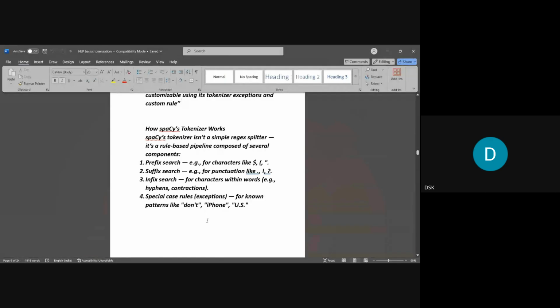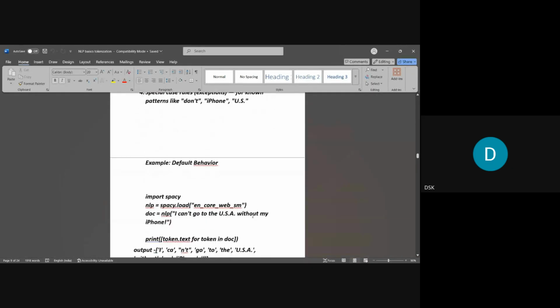And the rules are, as you can see, that the first one is prefix search, that is for characters like dollar, comma. The second one is suffix search, that is for punctuation, exclamation, question marks, etc. Third is infix search for characters within words, hyphens, contractions. Fourth is special case rules that are exceptions for patterns like don't, iPhone, and US. They are not split.